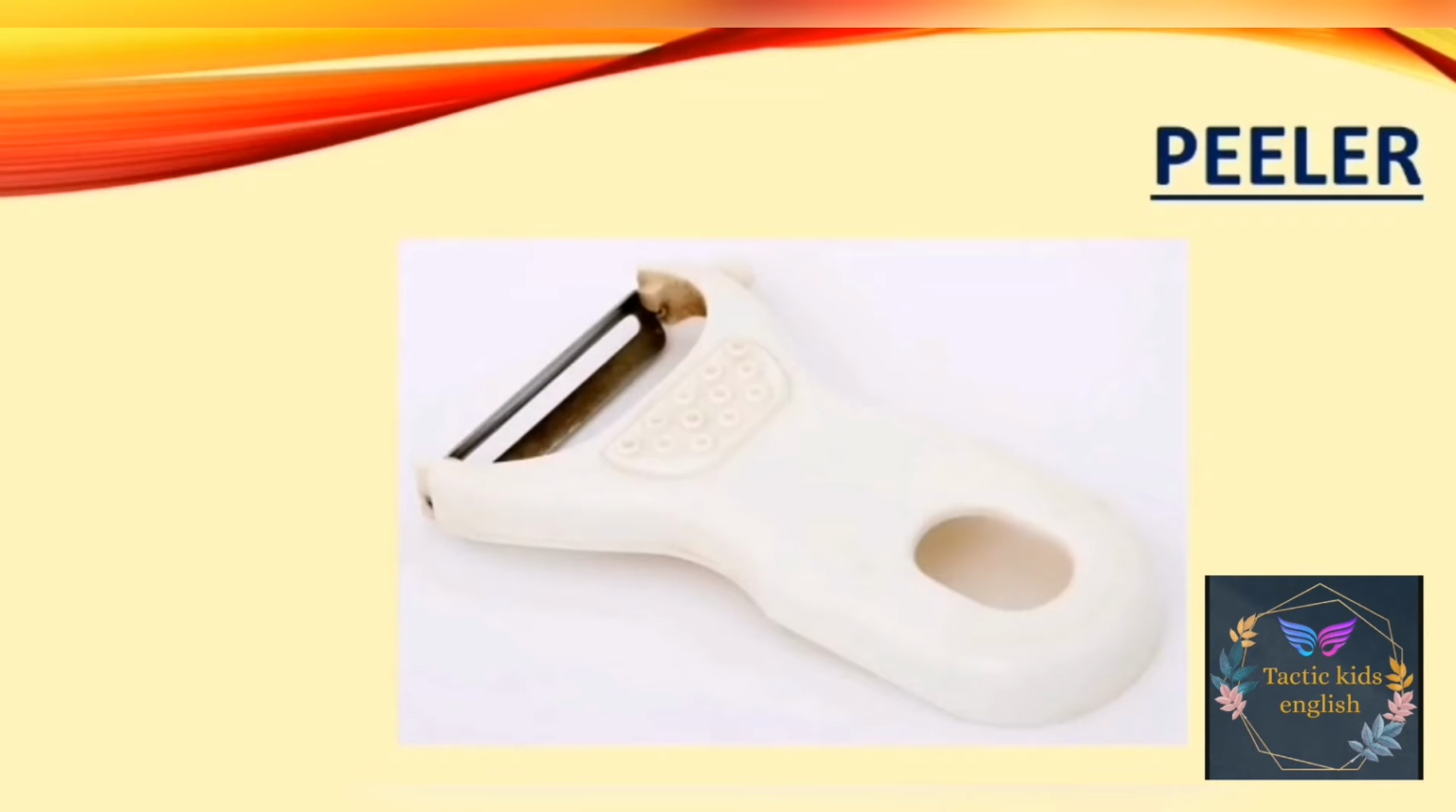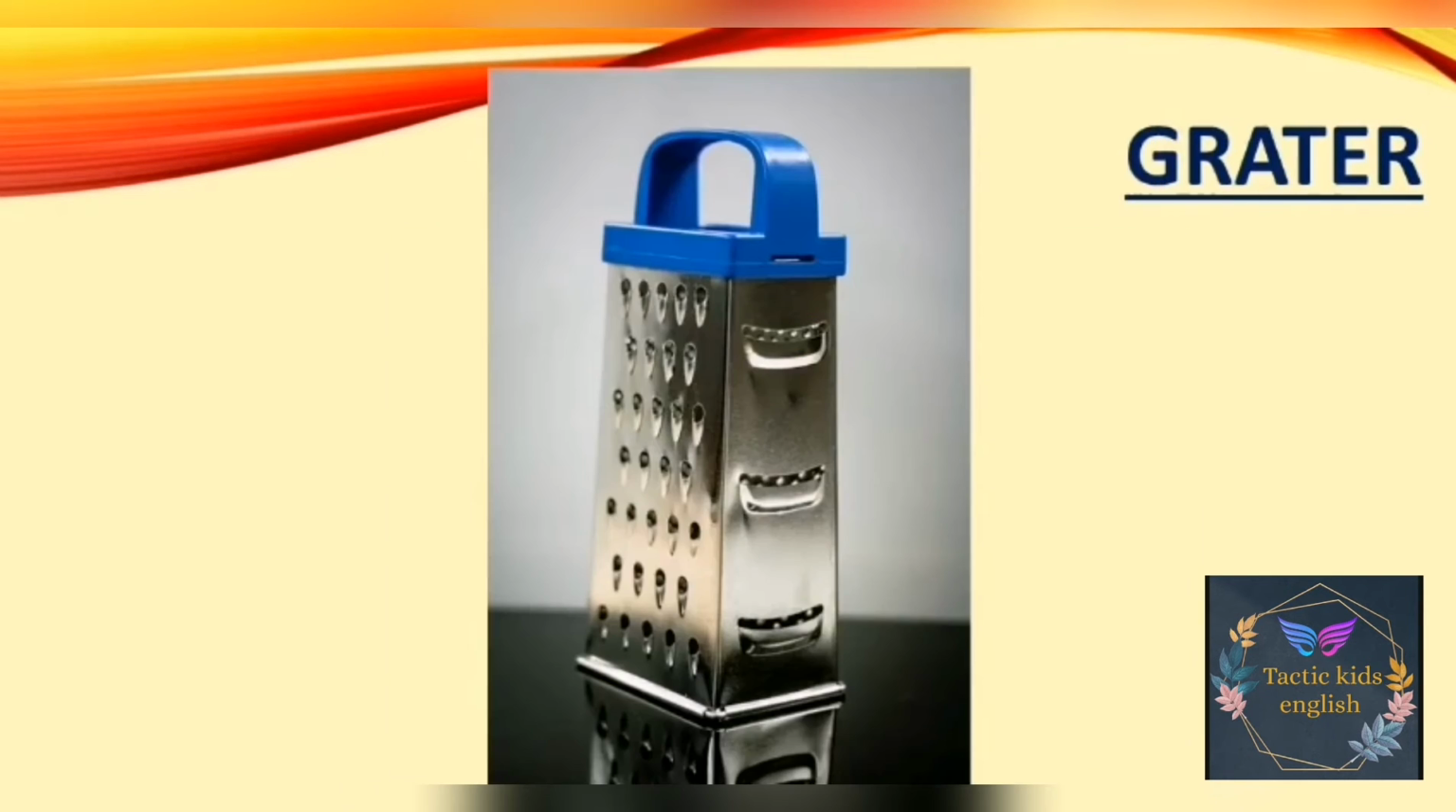Peeler. Use a peeler to peel, remove the skin from fruits and vegetables. Grater. Use a grater to grate or shred food into small pieces.